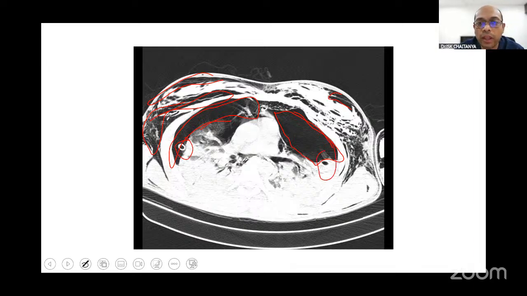So for somebody who has pneumothorax with chest drains in place, but still has persisting pneumothorax, we need to think of active air leak, which warrants further evaluation to identify the cause of the air leak. So CTs help in all these modalities.